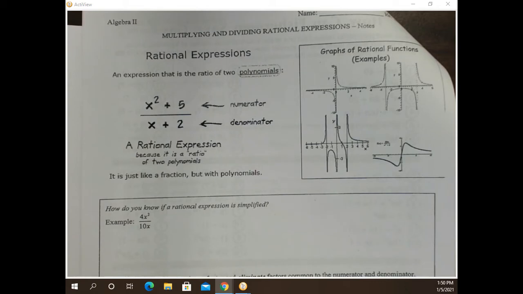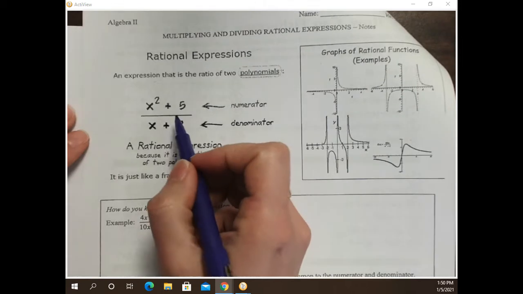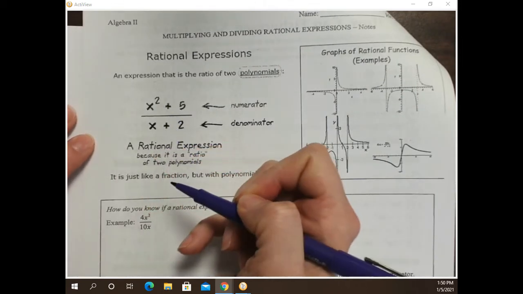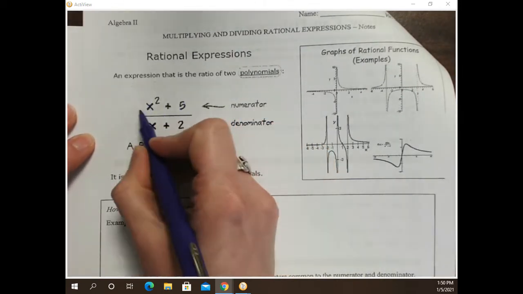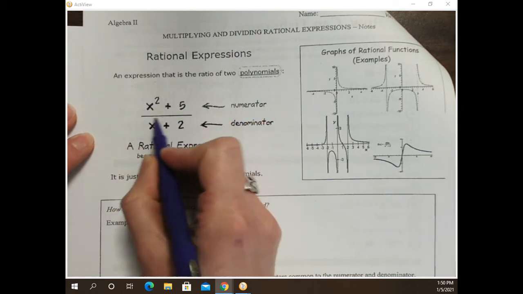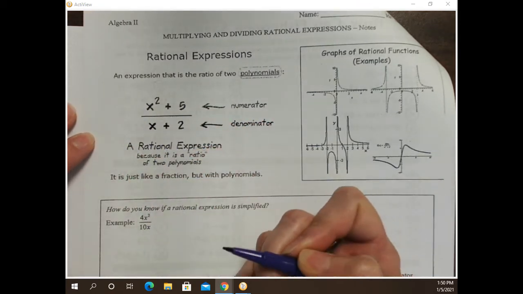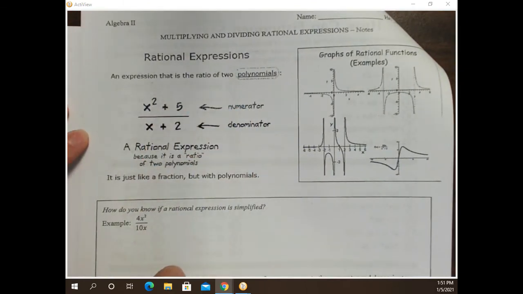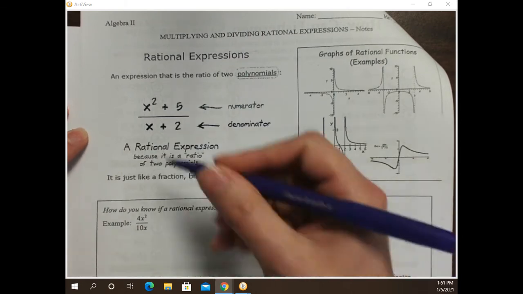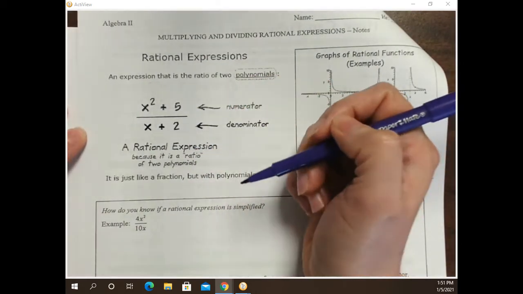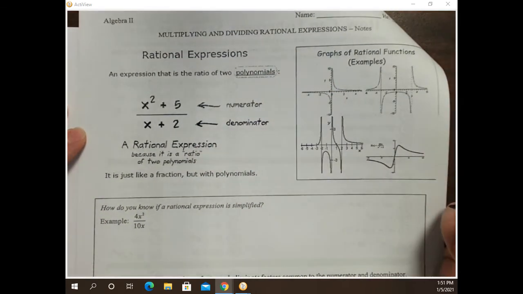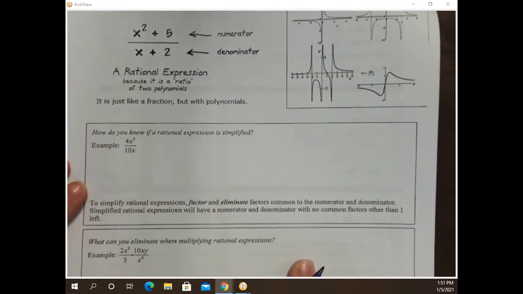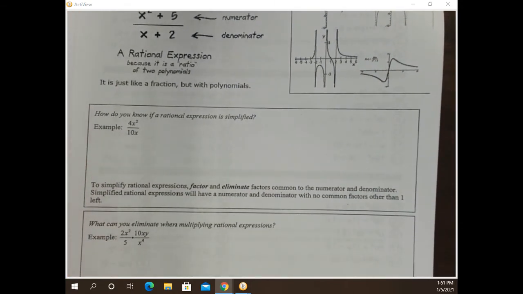So the first thing we want to know is, what's a rational expression? Basically, a rational expression is usually a fraction made up of a numerator, which is a polynomial, and a denominator, which is also a polynomial. And these polynomials could be any degree. Here we have a degree of 2 and a degree of 1, but that's the big idea. A rational expression is a ratio of two polynomials, or a fraction made up of two polynomials. So we're going to start by talking about multiplying, dividing, and simplifying these rational expressions.